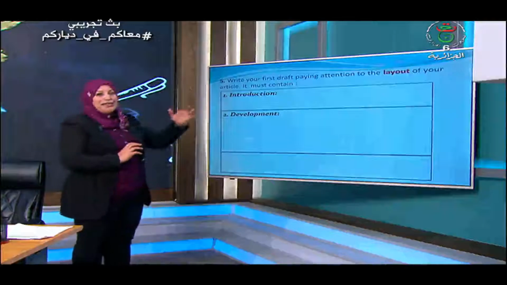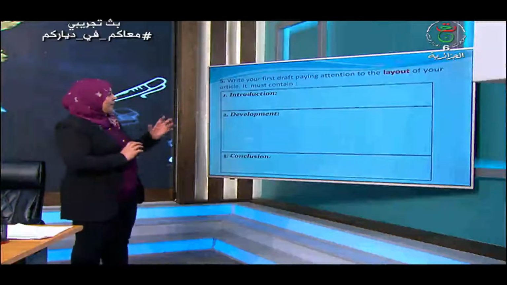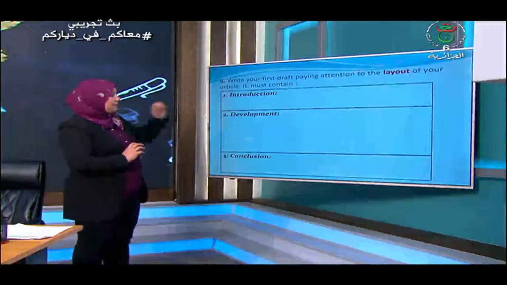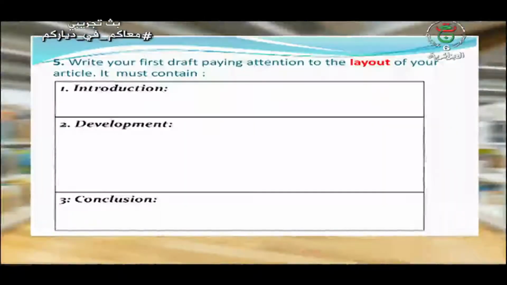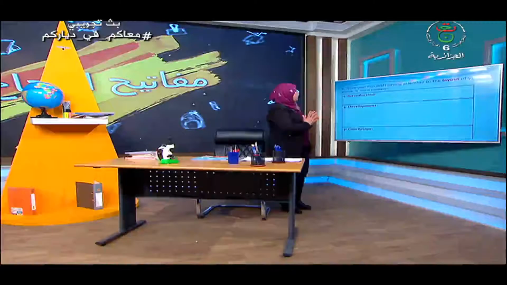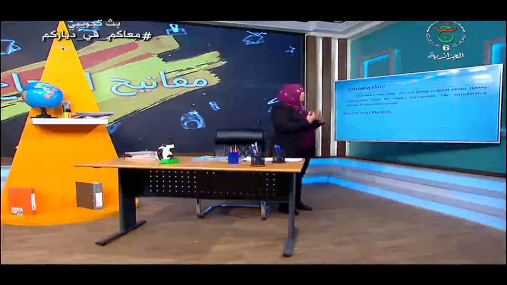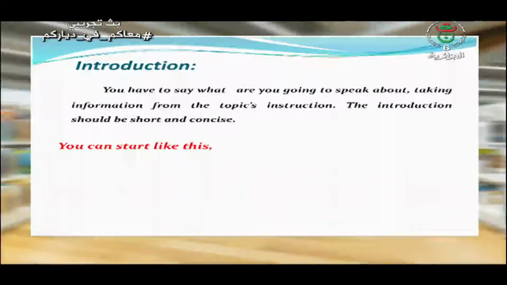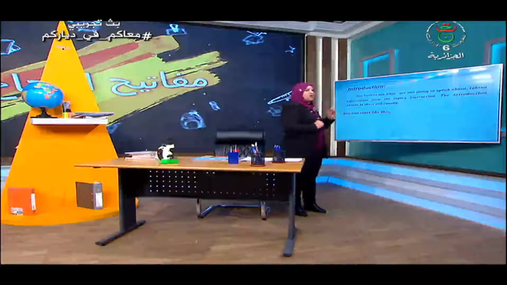Now, after going through all these necessary details, let's write your first draft, paying attention to the layout of your article. The article or the writing must contain the three important parts: the introduction, the development, and the conclusion. In an introduction, you have to say what you are going to speak about, taking information from the topic's instruction, like I said before, the four elements, but most importantly, what you are supposed to write about. Your introduction should be short and concise. I've provided you with an example. You can start like this.